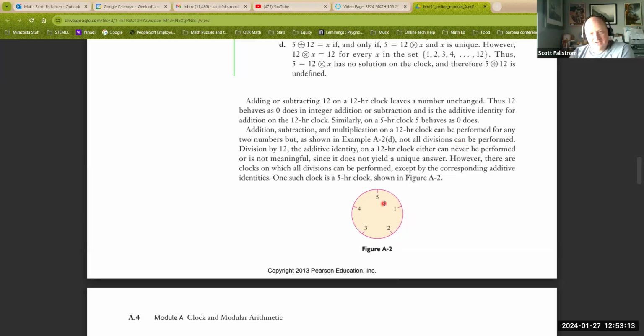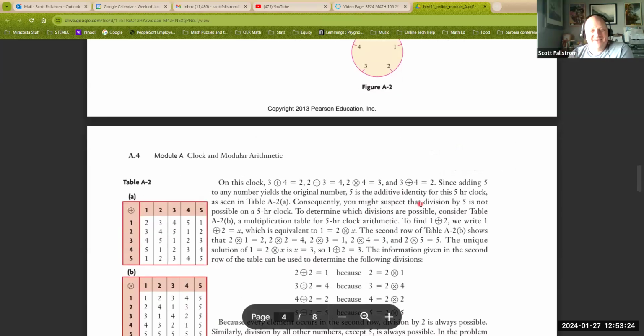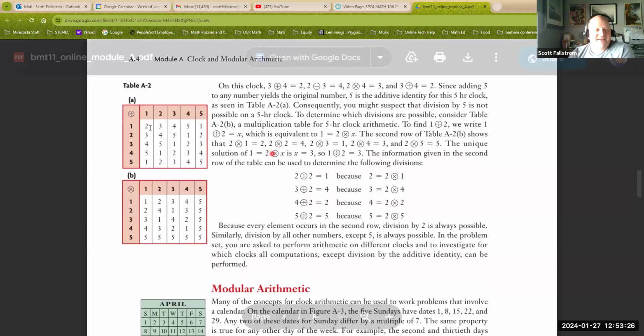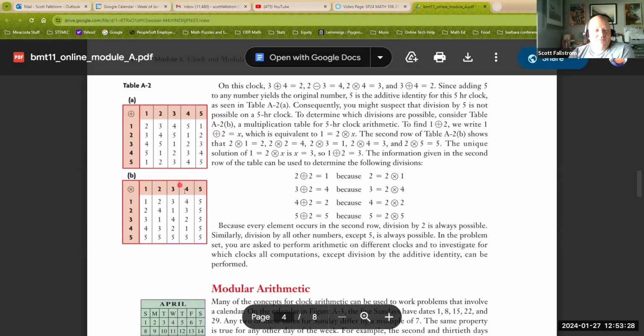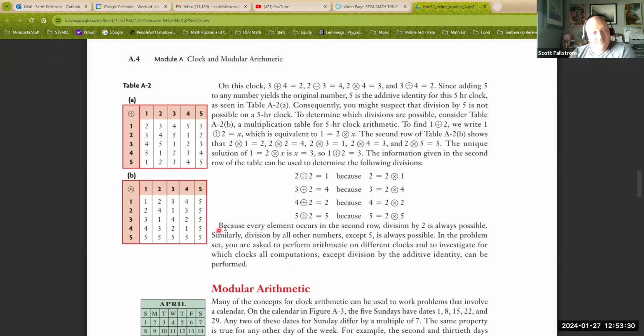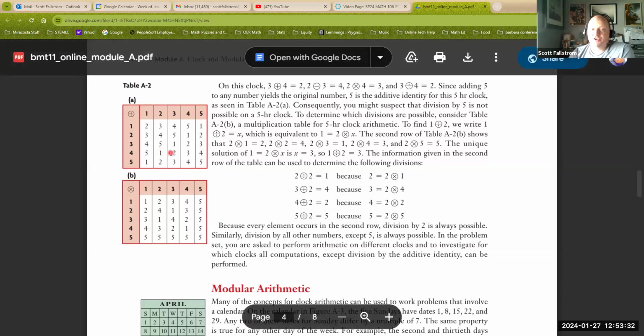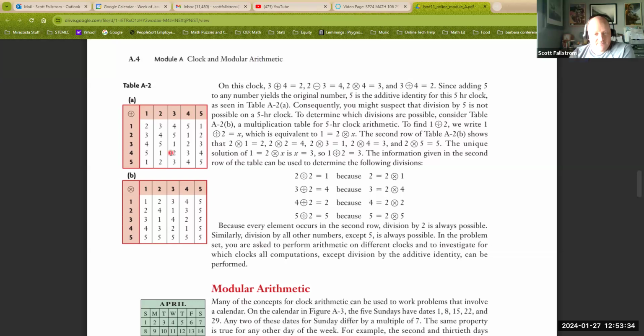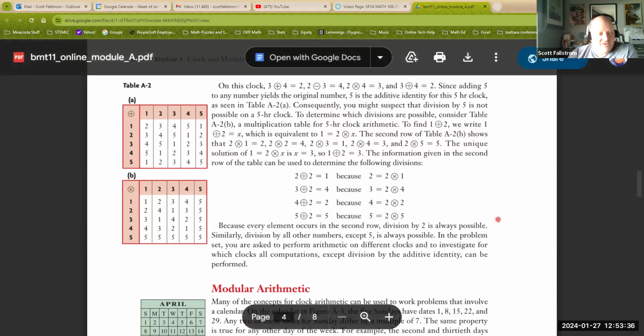Now, a 5 clock is very similar to a 12 clock. It's just the 5 is acting like a 0. In a 12 clock, the 12 is acting like a 0. Okay, so moving forward, you can take a look. They've made an addition and a multiplication table for you already, which means you can now do subtraction or division very quickly.